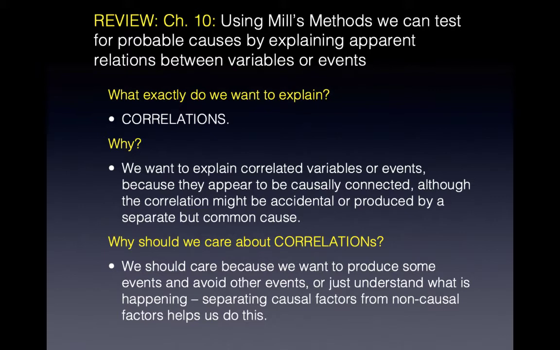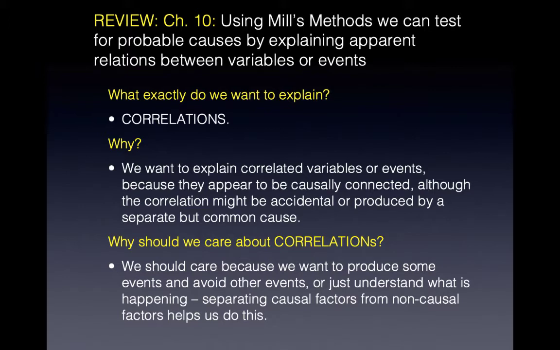Brief review here on Chapter 10 material on causal reasoning. We use Mills' methods to test for probable causes, causal factors, by explaining apparent relations between variables or events. And I want to stress apparent. Apparent means it looks like it, but we can't jump to the conclusion that two events are connected simply because they appear near each other in space and time.